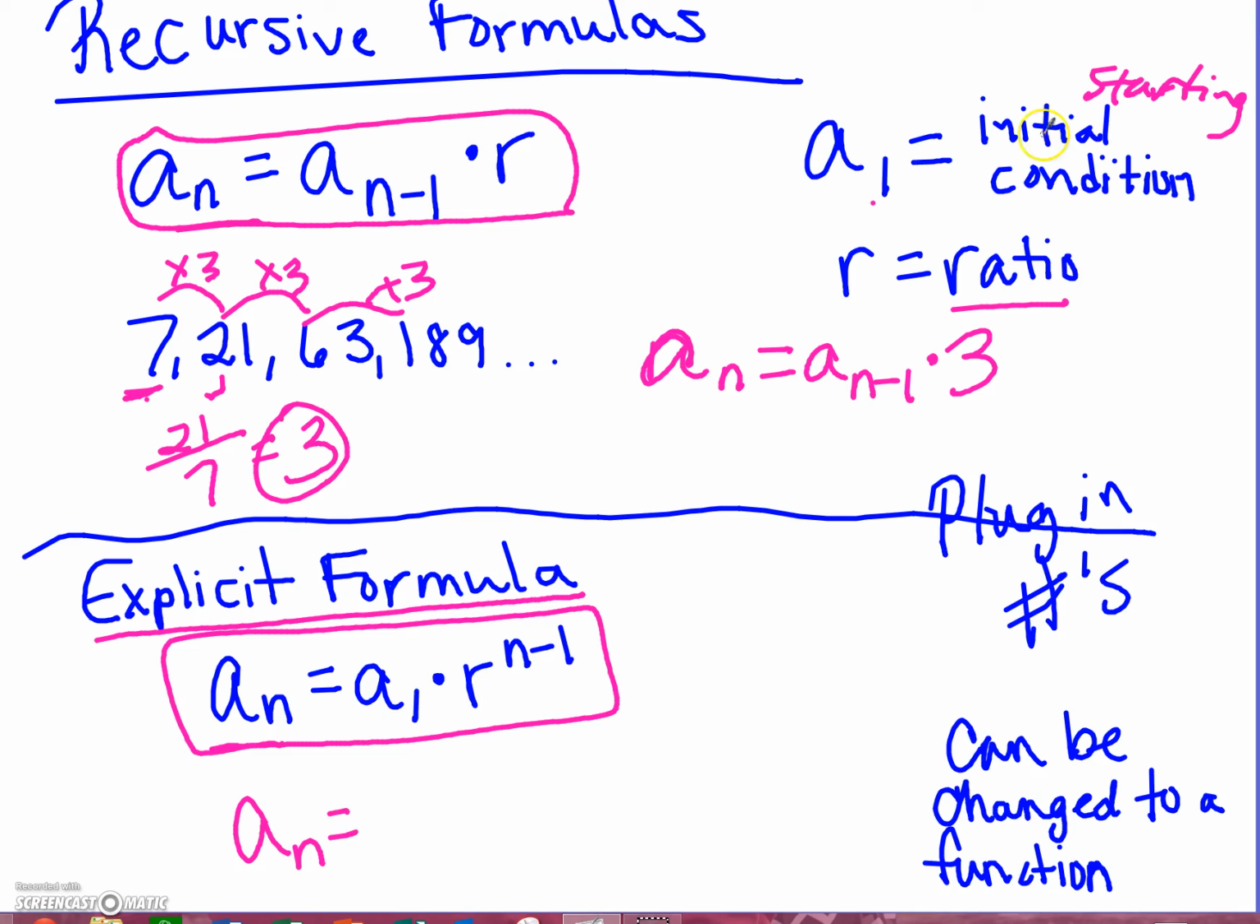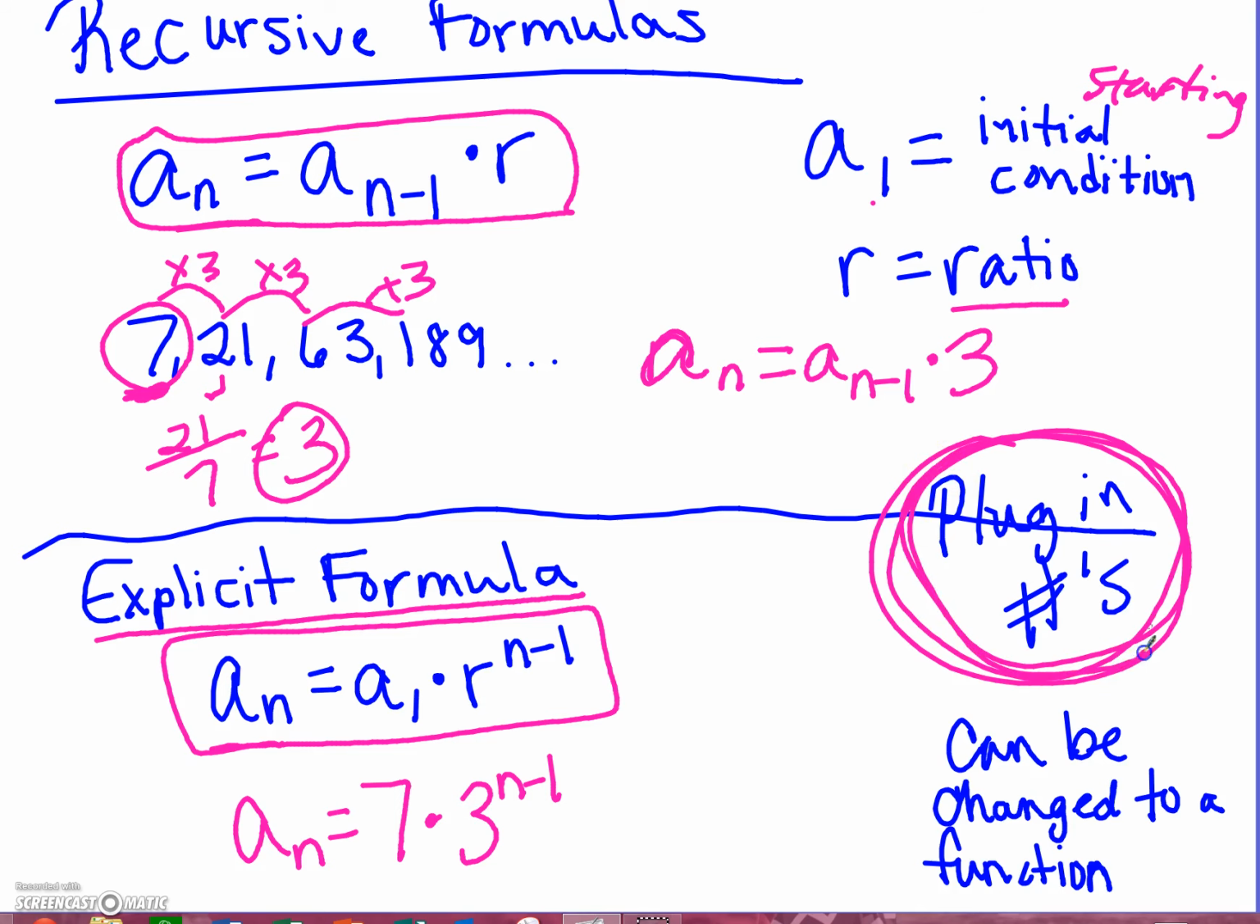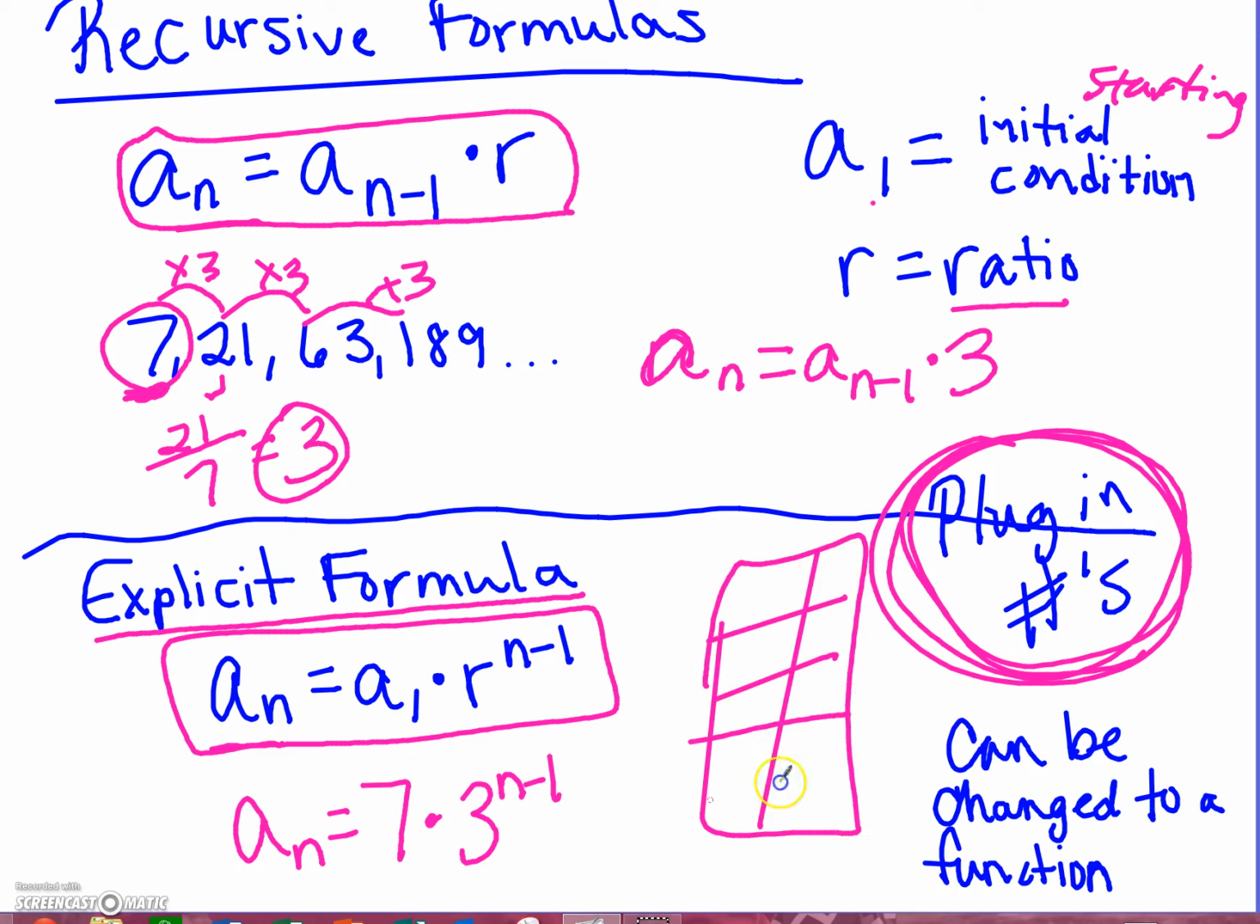So a_1, what is my starting number? It happens to be 7. And then my ratio was 3. And then my n minus 1 I can't do anything with yet. Okay, so this can be changed to a function. Remember, what we need to do is plug in our numbers. It can be changed to a function if we have more information. Your n would become like your x, and this would be like your y. You would plug it in, and then you can make your chart like we have before, and then we could graph it, and it should take the same shape as the rest of them, which is the point of that.